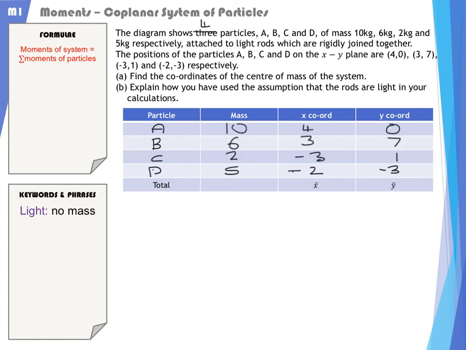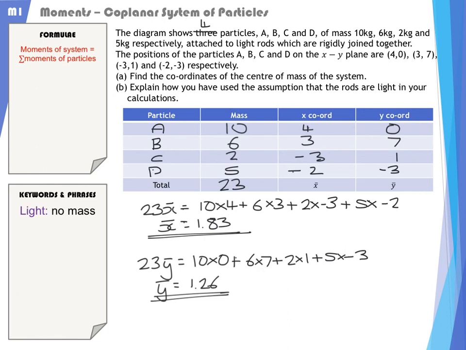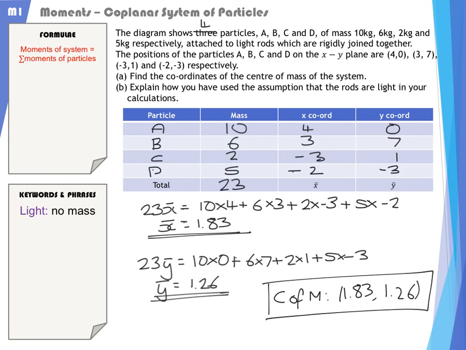Okay, so there's the table all complete. We're just going to get our total mass at the end, so 16, 18, 23 kilograms is the total, and now we're going to find our x bar and y bar. Again, I'm going to pause this now and then you can come back and check. Right, so there are the two calculations, so I'm going to again say the centre of mass is 1.83, 1.26. And that's it for this final topic.